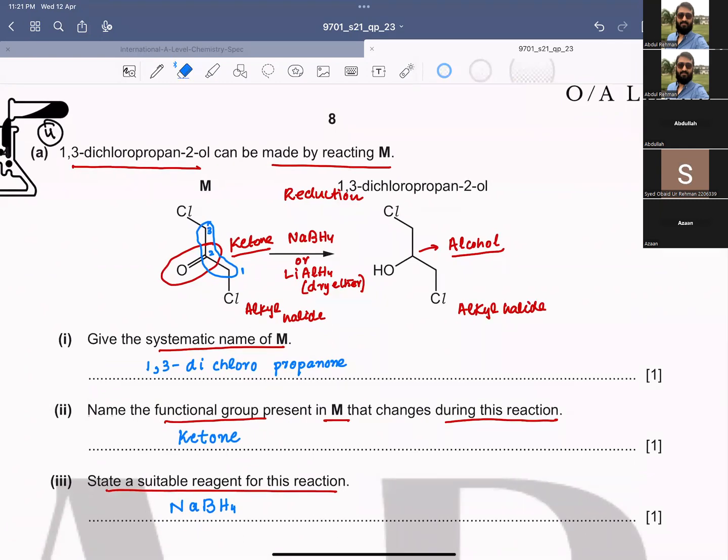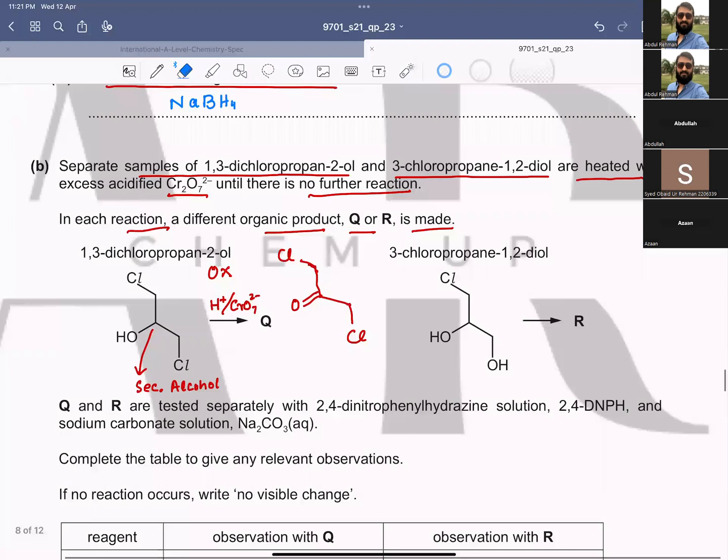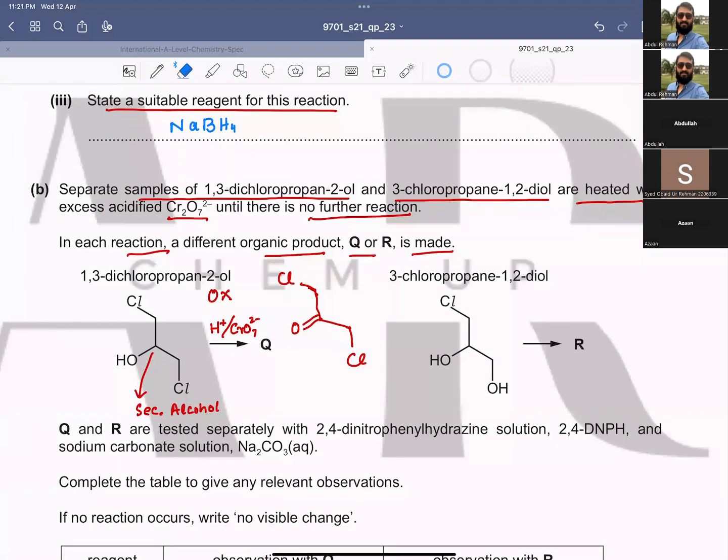Okay. Now, here again, we are using acidified dichromate, and heated. They are saying heated, so it means it is heat under reflux in both the cases. So again, it is an oxidation reaction.